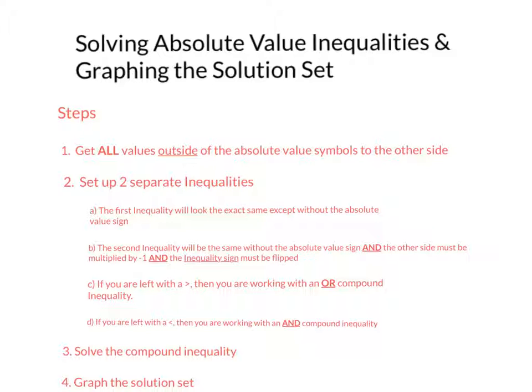You want to get all values that are outside of your absolute value sign to the other side of the inequality. And then you are going to set up two separate inequalities. The first inequality will look exactly the same, minus the absolute value sign. And here's your first wrinkle: the second inequality will be the same without the absolute value sign, and the other side must be multiplied by -1, and the inequality sign must be flipped.